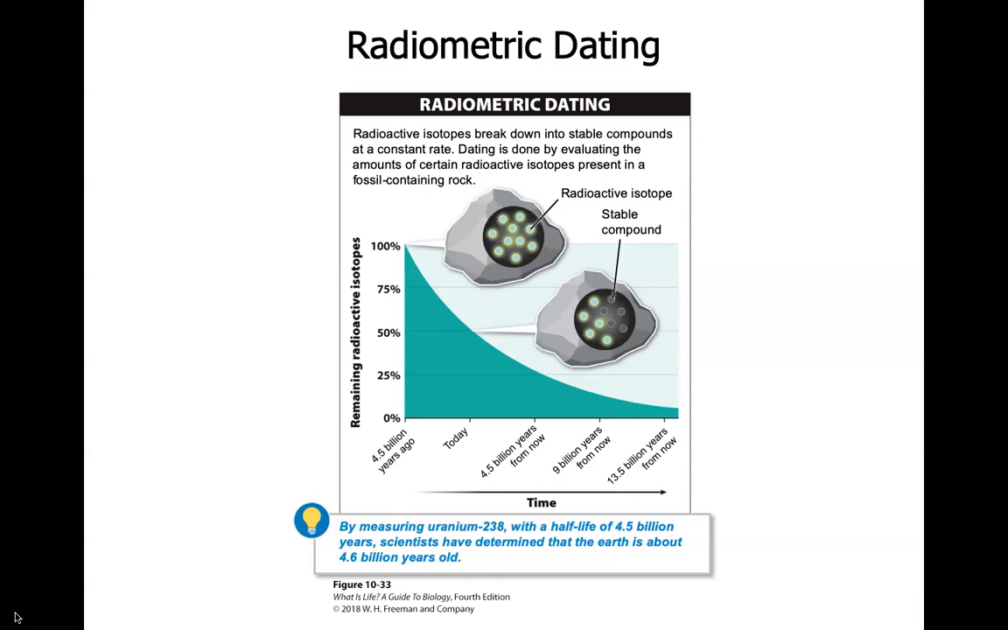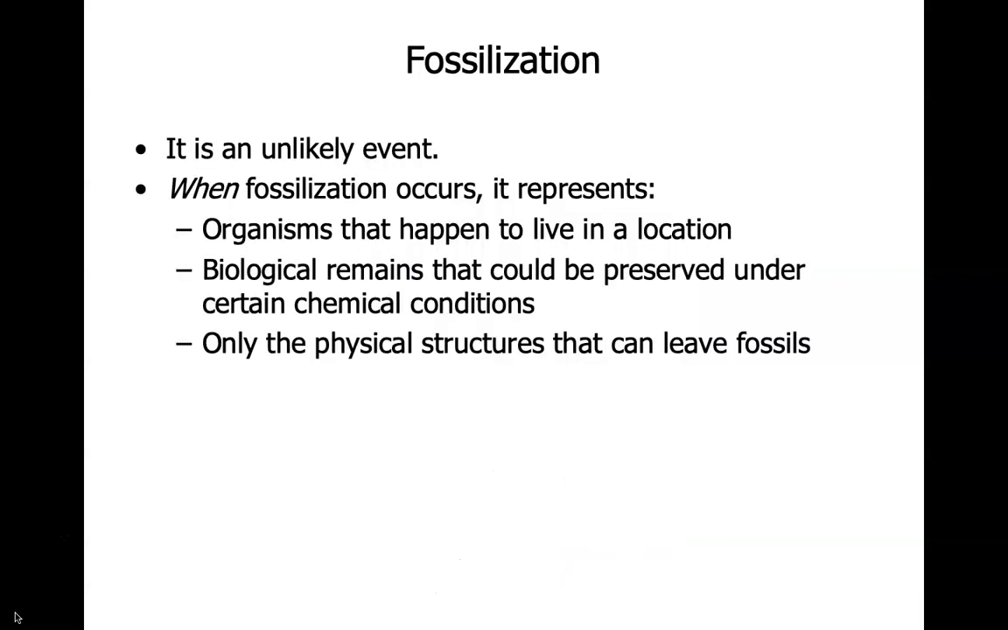So uranium was actually used to date the Earth at 4.6 billion years old, based on that half-life of uranium of 4.5 billion years. So radiometric dating is used to date fossils along with relative dating based on positions in the soil.